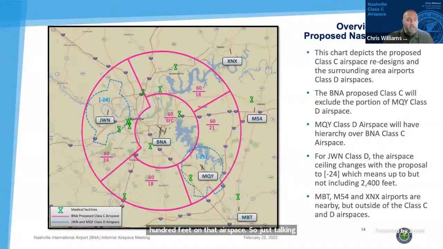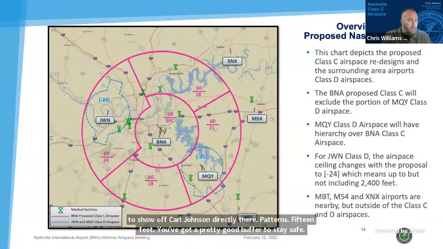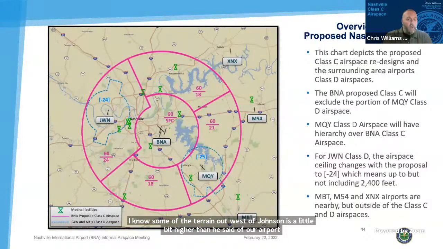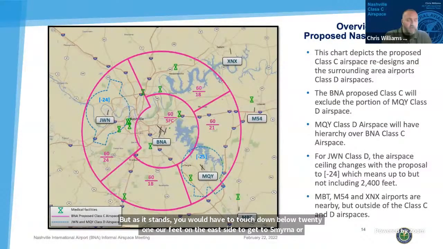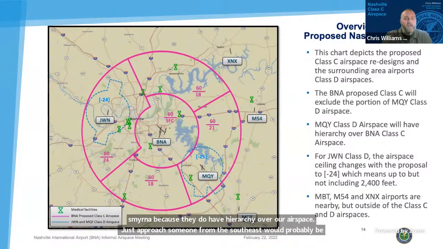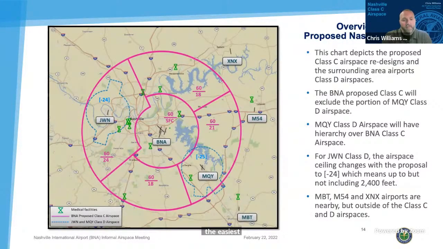Talking about Smyrna, the 2,100 foot shelf, we've addressed that tonight several times about raising it to 2,400, but as it stands, you would have to tuck down below 2,100 feet on the east side to get to Smyrna, because they do have hierarchy over our airspace. Approaching Smyrna from the southeast would probably be the easiest way to avoid the Charlie altogether, but sometimes you don't want to maneuver out of your way to get down there. The rules are the same: don't fly in the Charlie without talking to us. There are several ways, with the shelving that we have, to get in and out of the airports. Obviously, the east side is lower.